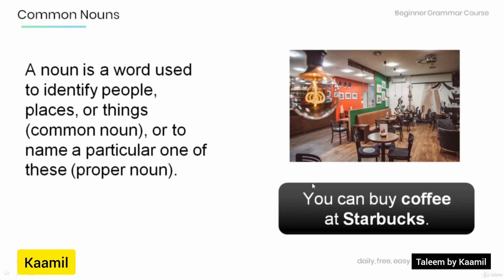For example, in the sentence, you can buy coffee at Starbucks. Coffee is a common noun. It is a word used to identify a thing. Starbucks, on the other hand, is a proper noun because it is used to identify a particular place.